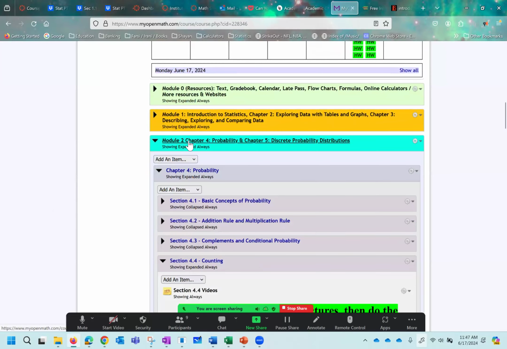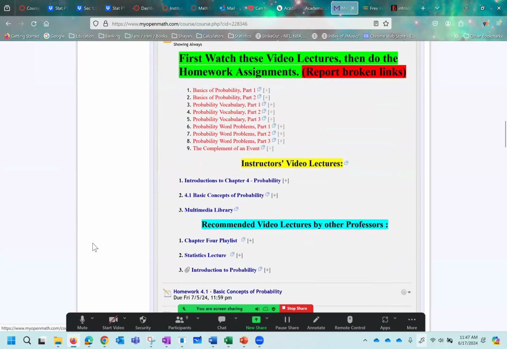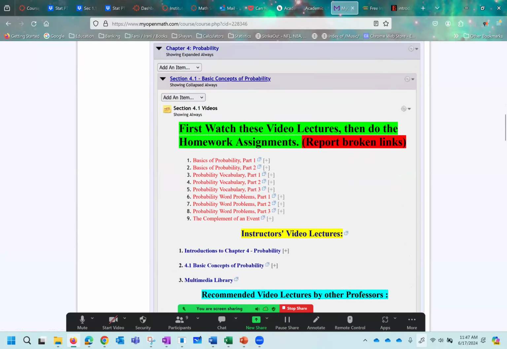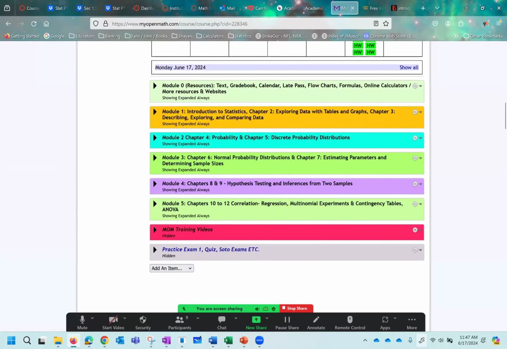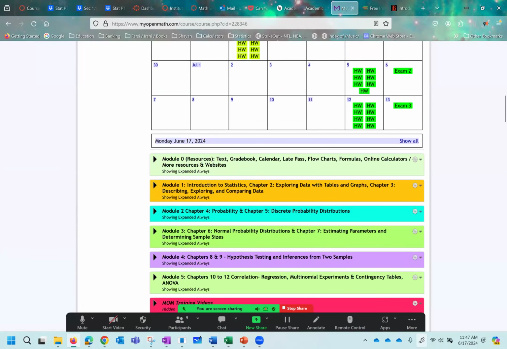If you go to module 2, it works out in the same manner. For example, chapter 4, 4.1, the same thing. You watch some videos and you do your homework. Everything repeats. So all you have to do is just be concerned with the first module. By the time you finish that, you know exactly what to do.